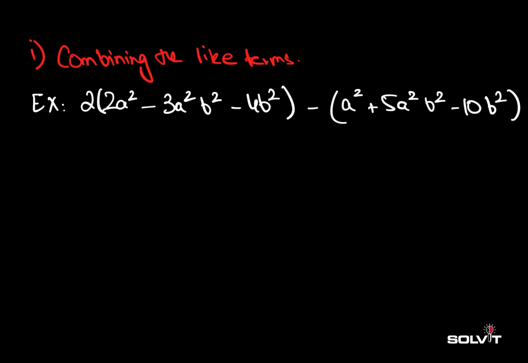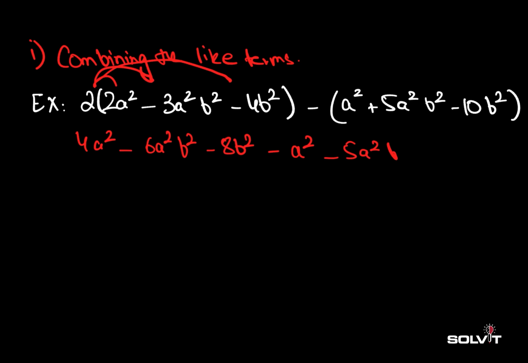And in order to simplify this example, first of all, we are going to multiply this 2 with each term inside the bracket, and it will start looking like 4a square minus 6a square b square and minus 8b square. Then it is going to be minus a square minus 5a square b square, and this is going to be plus 10b square. Now we are going to bring all the like terms together so that they can interact with each other.